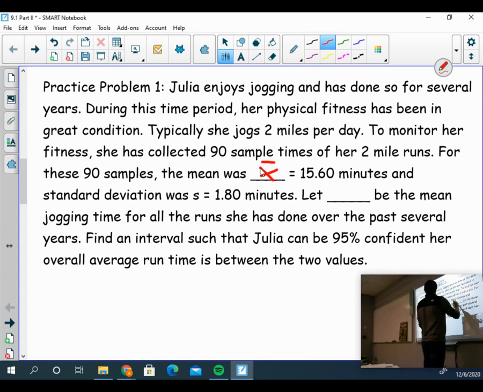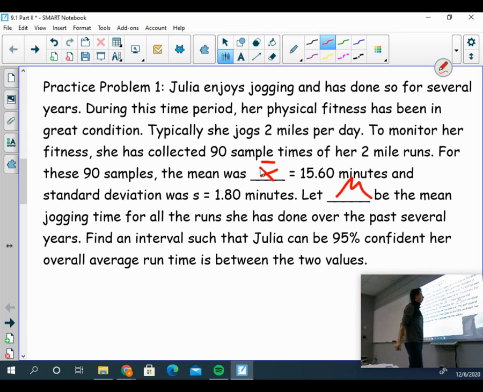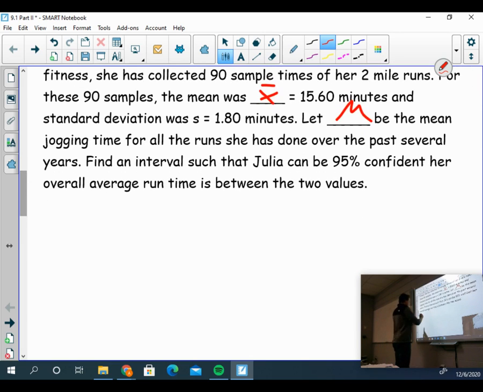Let μ be the mean jogging time for all the runs she has done over the past several years. Find an interval such that Julia can be 90% confident or 95% confident her overall average run time is between the two values. So we have our friend Julia, and she's been tracking her jogging more recently. She's collected specifically 90 sample times. So her sample size is 90.